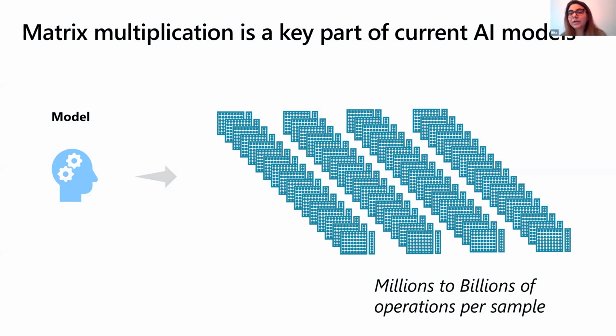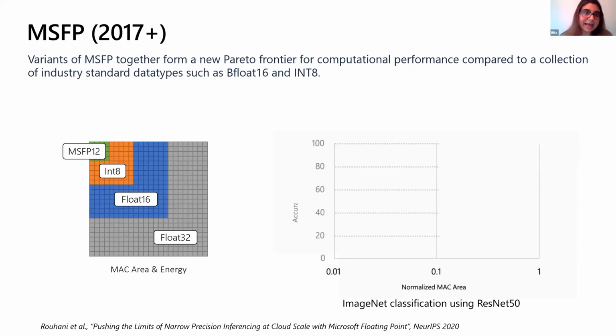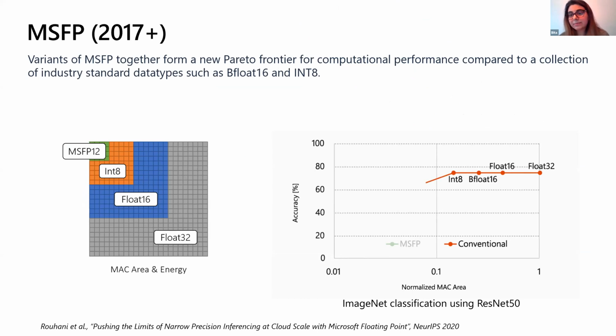If we take a step back and look into the details of AI models, one key part of current AI models is dense matrix multiplication. Typically you need to do millions of these operations for each query that comes along, and if you want to do it with high bit widths, the cost is unimaginable. So with that in mind, we designed a custom data type for AI workloads, co-designed with the architecture of Project Brainwave, and we call it Microsoft Floating Point.